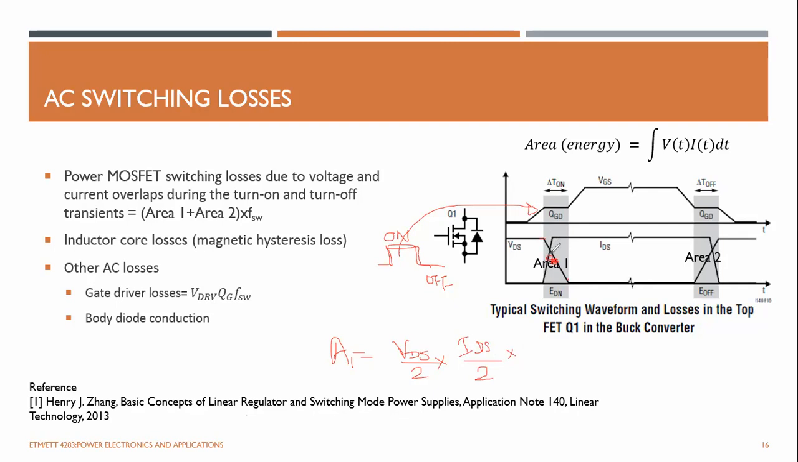So now we know this average voltage and average current. If we multiply this by the on time, that will give you the total energy dissipated. This area 1 is the total energy dissipated during this on time. Similarly, you can get the A2 as well. So that is the total energy loss during this period. And now you can substitute here and multiply this by the switching frequency, which will give you the power loss of the MOSFET.